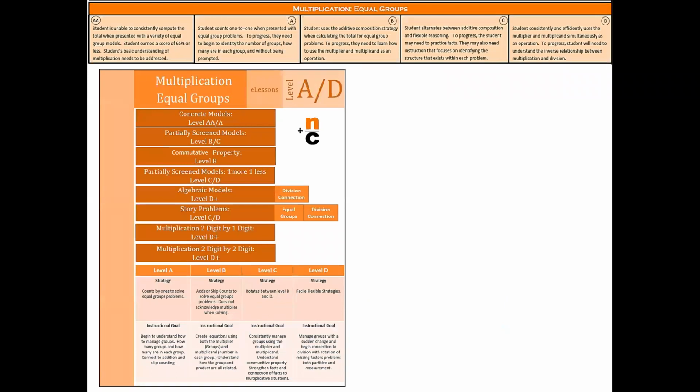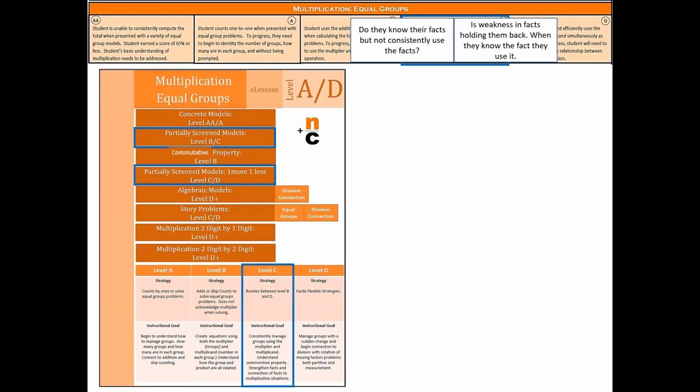So when doing instruction at level C now, level C is a really interesting level because there's going to be two reasons why a child is a level C, right? And if you take a look, there's nothing in this lesson plan that is specifically for level C. There's things for level A and level B and C, and everything is shared, but you're going to see there's nothing specific that says just level C. So what you have to decide is, when you're working with a student, why are they a level C? All right, and there's going to be two reasons, right? One is, do they know their math facts, but they just don't consistently use them? So if a child knows their math facts and they're not consistently using them, they need more work on the structure, right? And identifying it and connecting it to it. Is the weakness in facts holding them back? When they know the fact, do they use it?